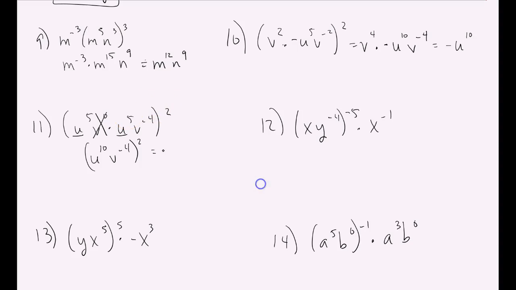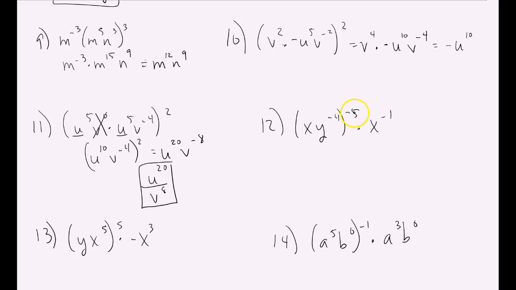Alright, so now it's u to the 20th and v to the -8th. Now we don't want to leave our answers with a negative exponent. It's okay to have a negative in front, like on number 10. But a negative exponent, you want to rewrite that. So it's really u to the 20th over v to the 8th, and that would be how I write my final answer. This turns into its reciprocal, which moves it to the denominator, and that's why it looks like that.